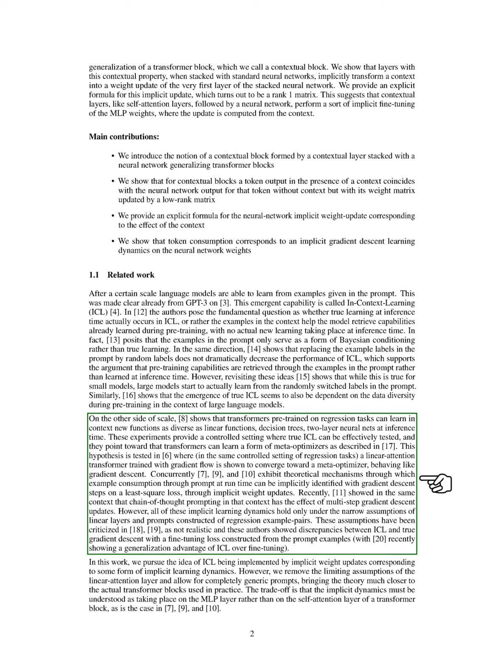On the other hand, experiments show that transformers trained on regression tasks can learn new functions during inference, indicating that they can act as meta-optimizers. Other research has proposed that example consumption during inference can be linked to gradient descent steps through implicit weight updates. Recent findings also suggest that chain-of-thought prompting can mimic multi-step gradient descent updates.